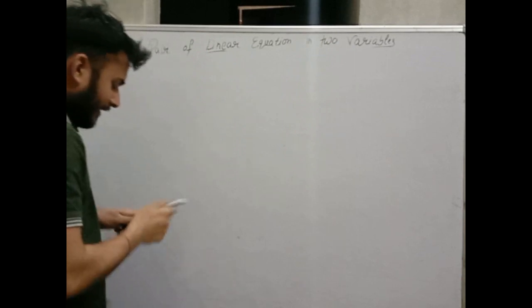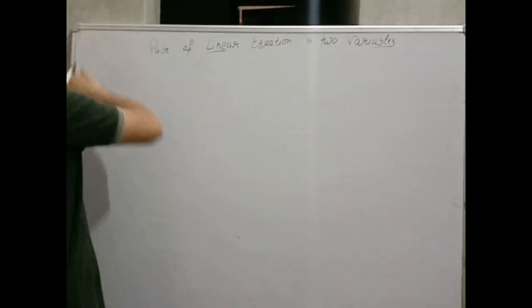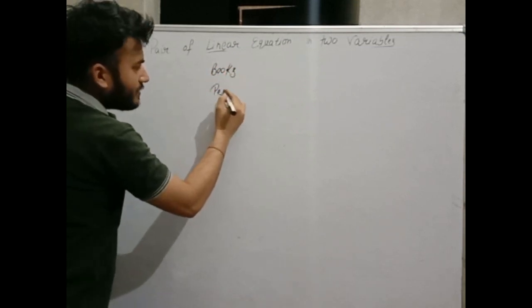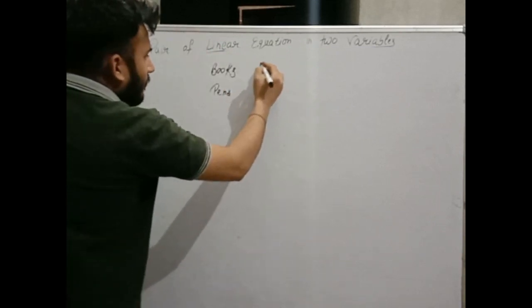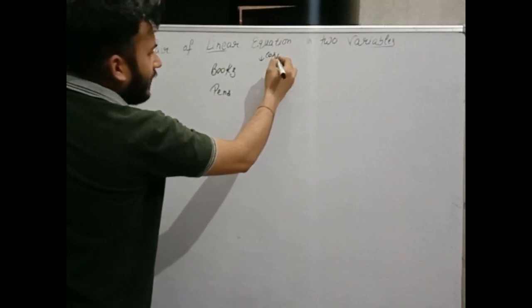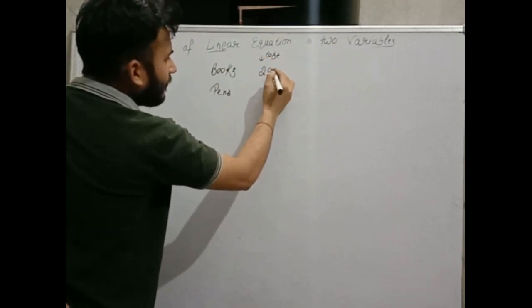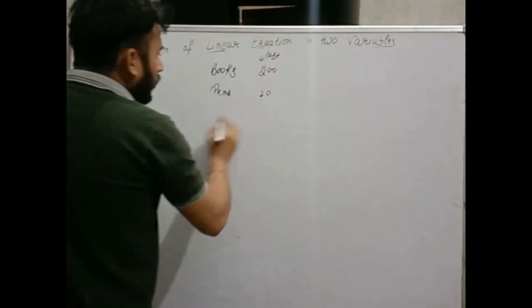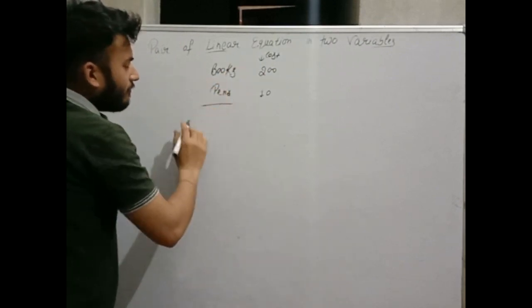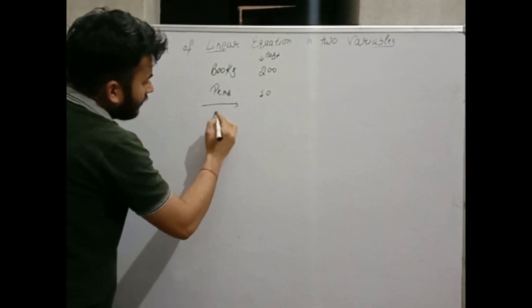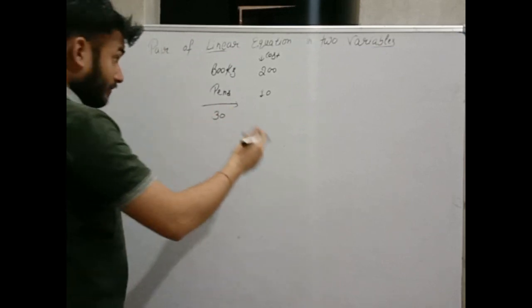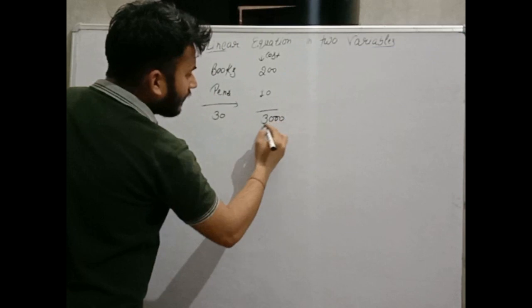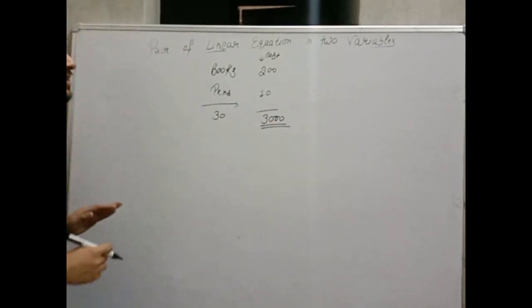Take a simple example: we go to the market and buy some books and some pens, and find that the cost of one book is rupees 200 and that of a pen is rupees 10, and the total books and pens we buy are 30, and the total money we spend is rupees 3000. Then how will we formulate the equations?